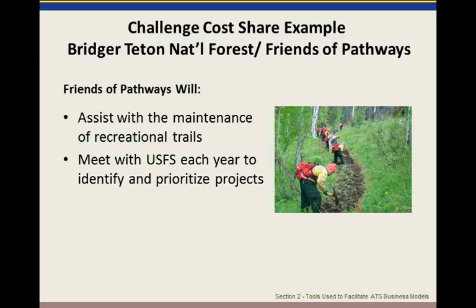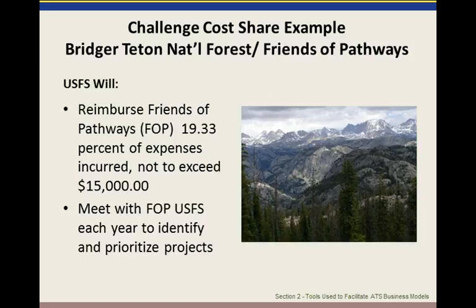In this example, a challenge cost share agreement is used at Bridger-Teton National Forest and the Friends Group, Friends of Pathways. The Friends Group agrees to assist with maintenance of trails, and then they meet with the Forest Service annually to identify and prioritize projects. The Forest Service then agrees to reimburse the Friends Group. It's a small amount, $15,000 a year, for any expenses they incur. And again, they take some responsibility for working with the Friends Group to identify and prioritize projects on an annual basis.